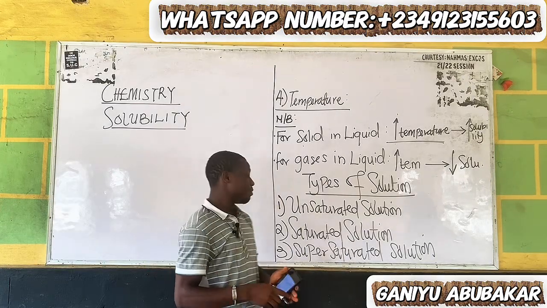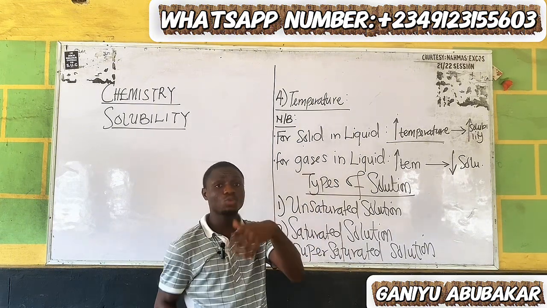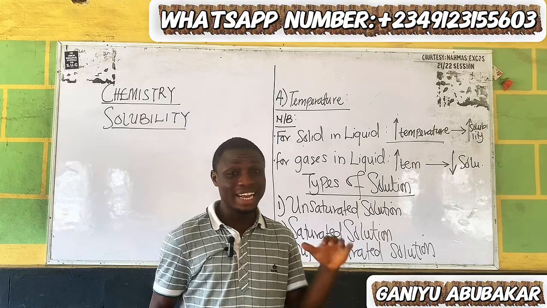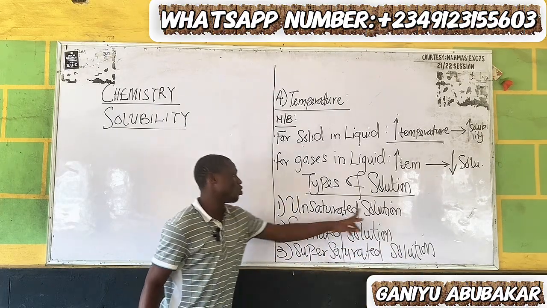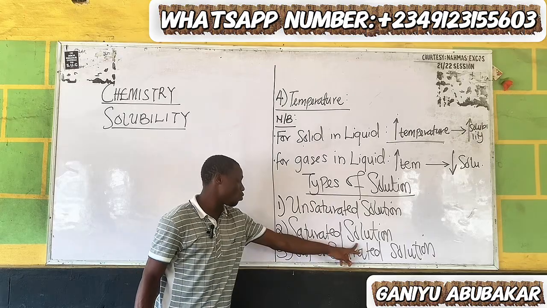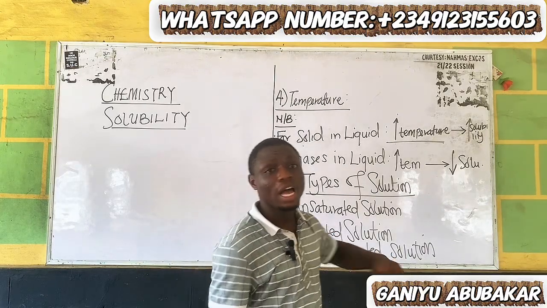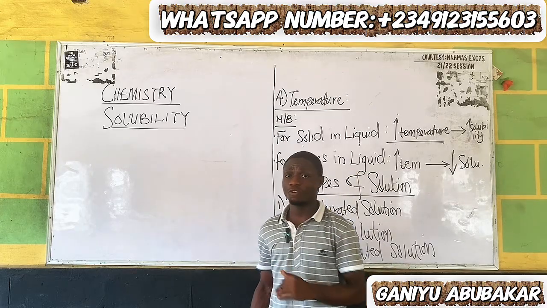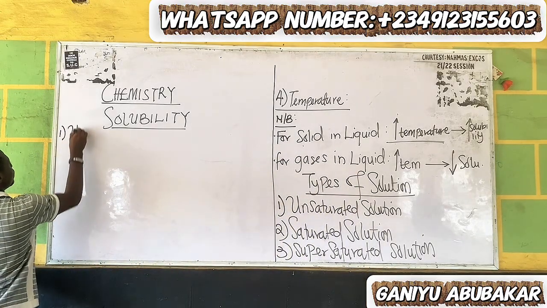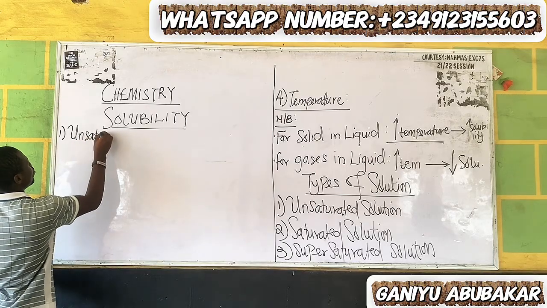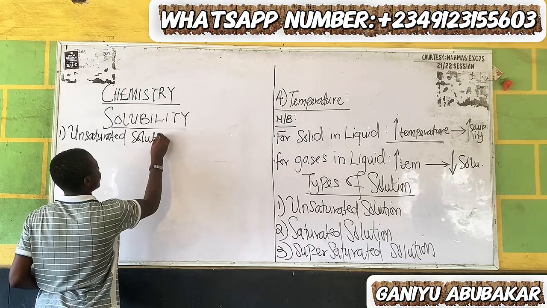Alright, so let's explain the first one called the unsaturated solution. When two things combine to give a solution, there are still types of solution. Which one will give you unsaturated solution, which one will give you saturated solution, and which one will give you a supersaturated solution? I won't waste much time here. Give the definition and explain and move on, please. So let's explain number one. Let's look at the first one called unsaturated solution.